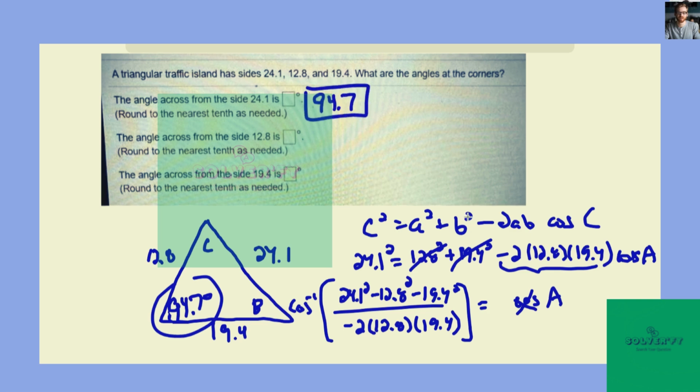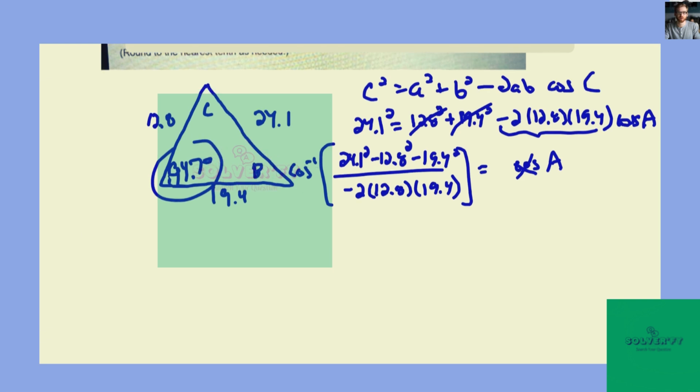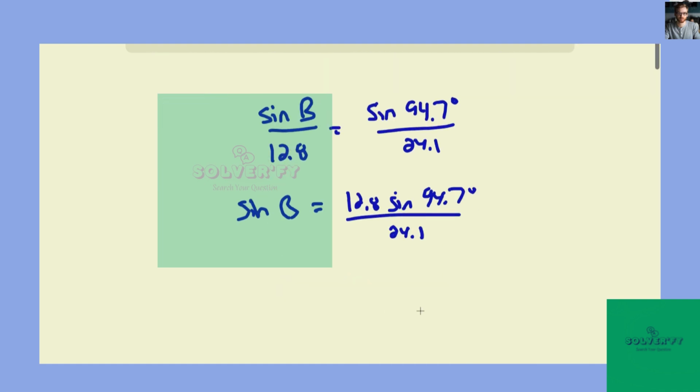Now we can use the law of sines since we have a pair. To go for angle B, we can say that the sine of angle B over its opposite side, 12.8, is equal to the sine of 94.7 degrees over the 24.1 on the opposite side. Cross multiply the 12.8 and then take the inverse sine of both sides. Then you'll have just angle B equals the inverse sine of our ratio here.